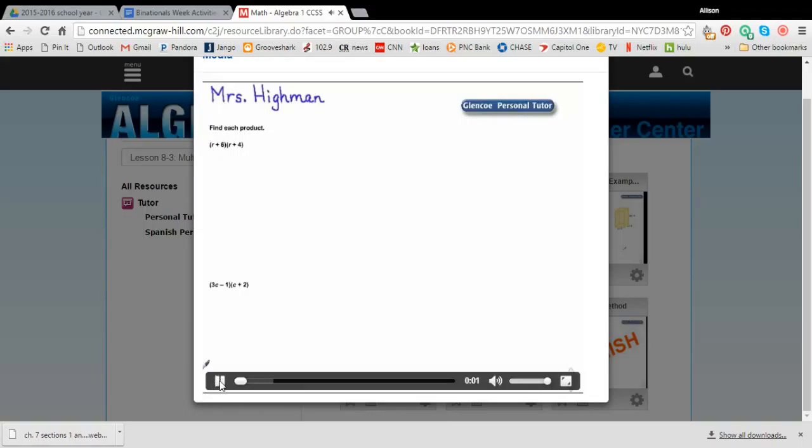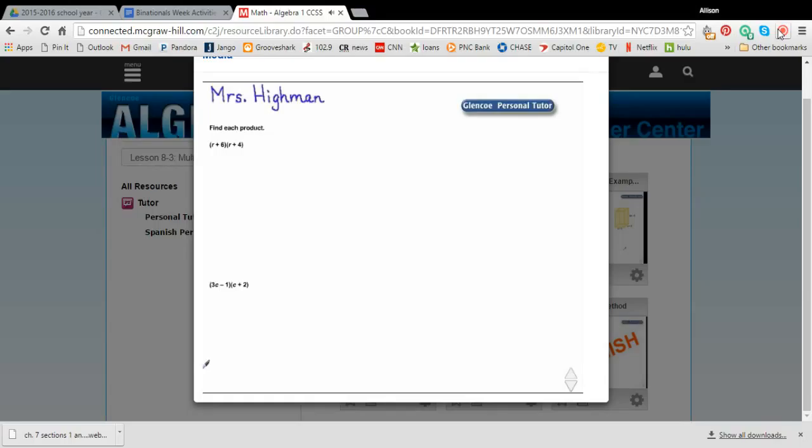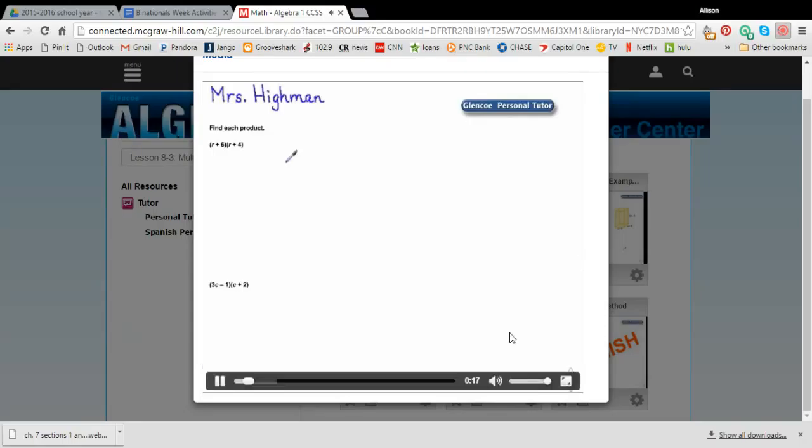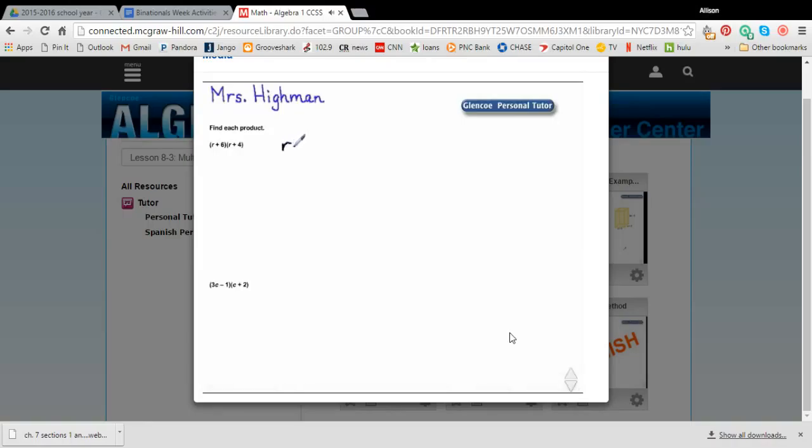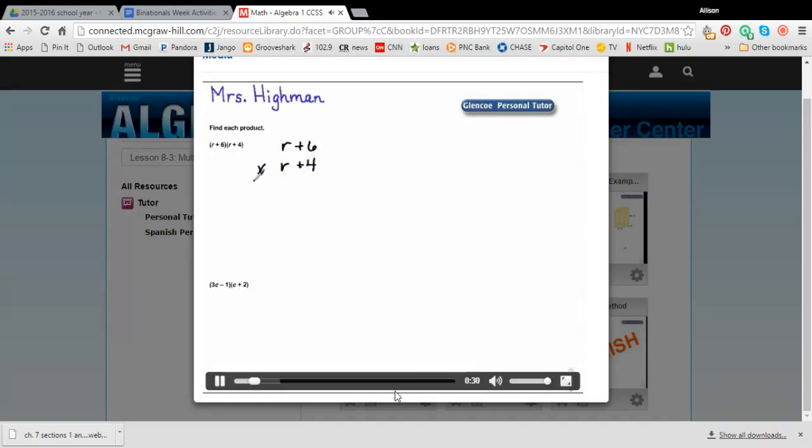Hello, this is Mrs. Hyman. Find each product. Quantity r plus 6 times the quantity r plus 4. We have two different ways that we can do this multiplication, and we're going to first start with the vertical method. So we're going to rewrite the problem and take each factor, so r plus 6, and then we're going to multiply that times r plus 4.